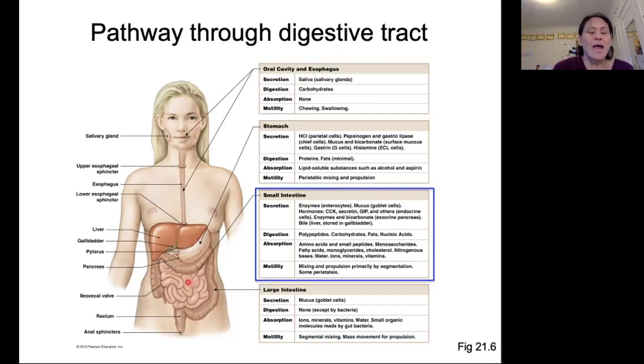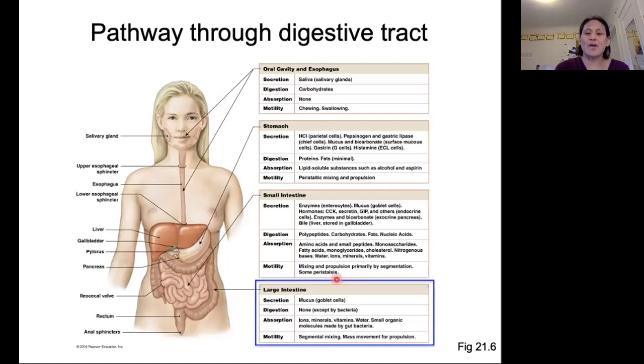Okay. And then finally, we have the large intestine. So in the large intestine, we have some more absorption, mostly of liquids, water, and some ions. So that's kind of the main things that happen in the large intestine. So that's your quick overview.